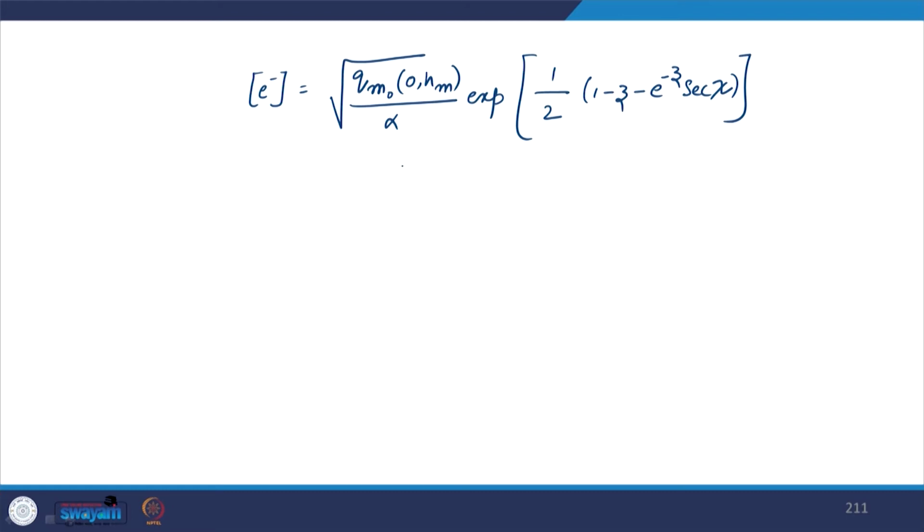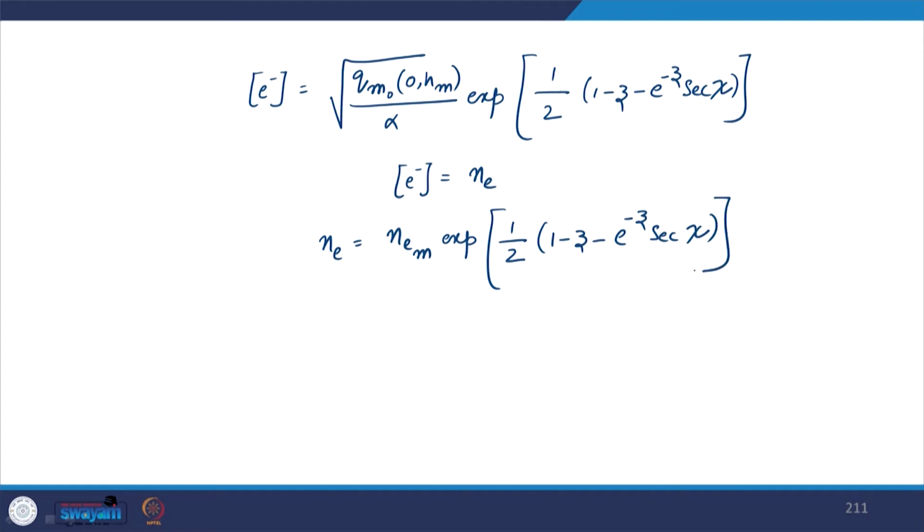So let us say the electron density is now denoted with, let's say, n e. So we can write Ne as NeM, the maximum electron density, times exponential half times 1 minus z minus e to the power of minus z into secant chi, right, where the NeM is simply Qm0 Hm divided by alpha. Qm0 is the peak production at normal incidence.